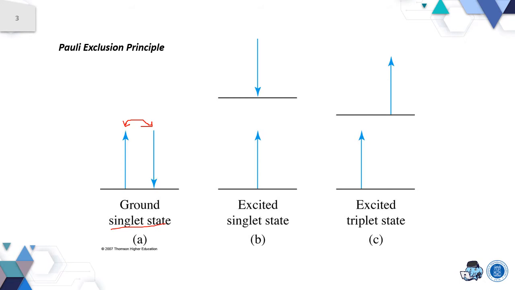But in the triplet state, the spins of two electrons have become unpaired and are thus parallel. So this arrow is facing up and this is also facing up, or this one is facing down and this one is also facing down. This excited triplet state has a longer lifetime than the excited singlet state. And please take note that singlet-triplet transition is less probable than the singlet-singlet transition.